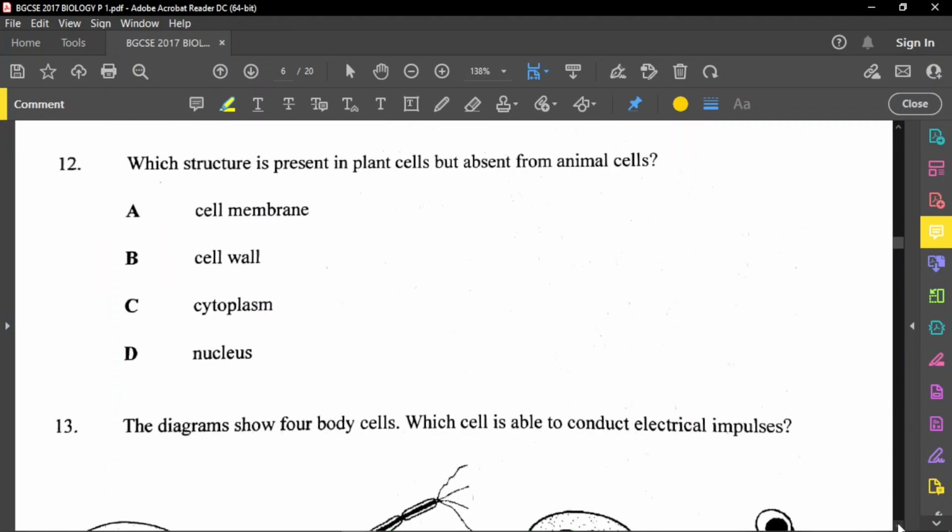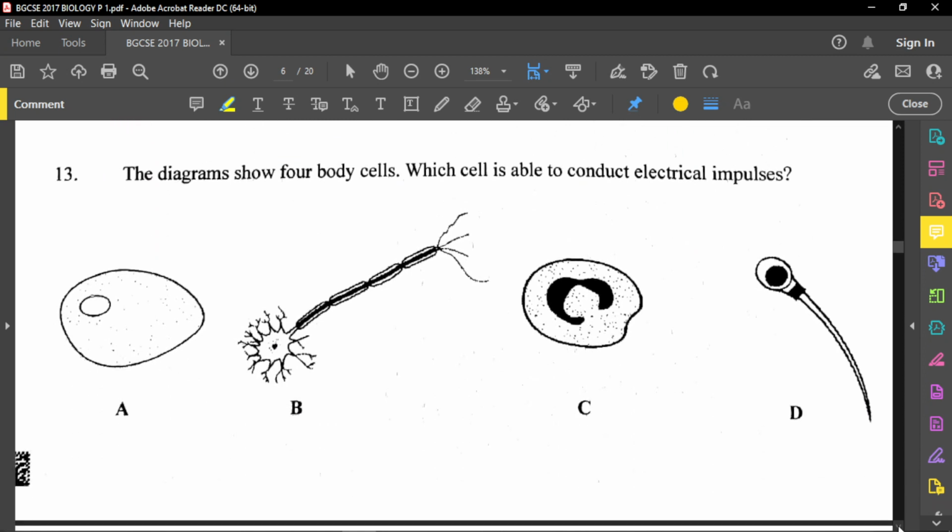Question number 12 asks which structure is present in plant cells but absent in animal cells. Animal cells do not have a cell wall. We don't need to explain the others because all cells have a cell membrane, all cells have cytoplasm, and all cells have a nucleus, with the exception of the red blood cell, of course. But definitely cell wall. By now you see that question, you know the answer.